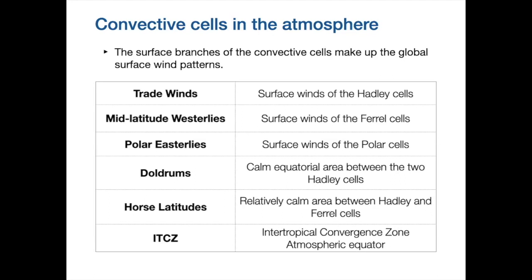In the equatorial region between the two Hadley cells, we have what's known as the doldrums. You've probably heard people say that they're in the doldrums. It's an expression, and it's because in the days of sail, you could get becalmed there for days on end. Between the Hadley and Ferrel cells, we also have an area of relatively calm winds. These are known as the horse latitudes.